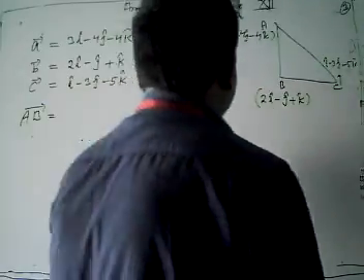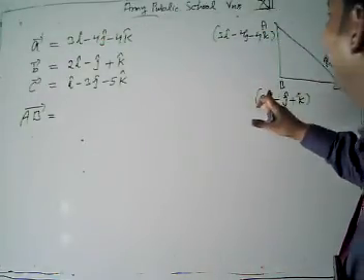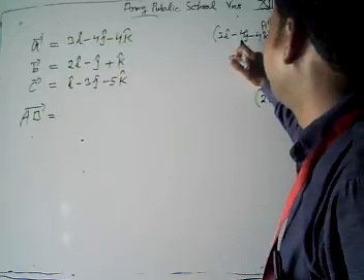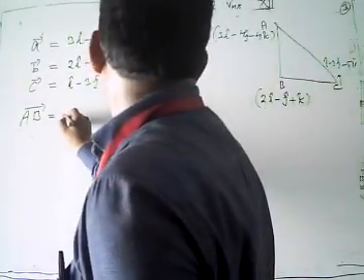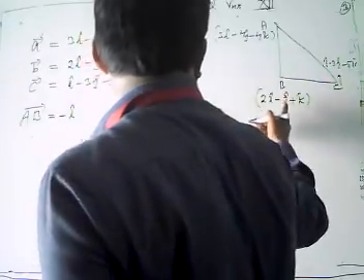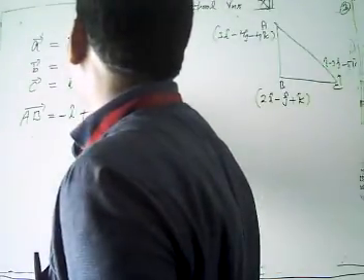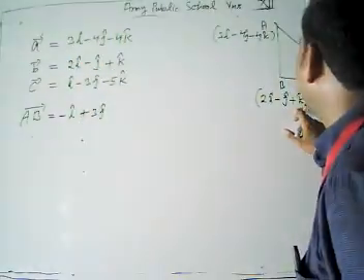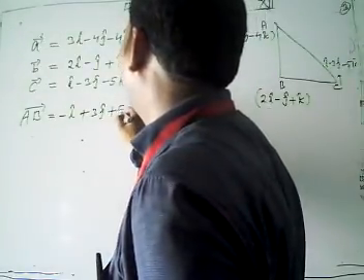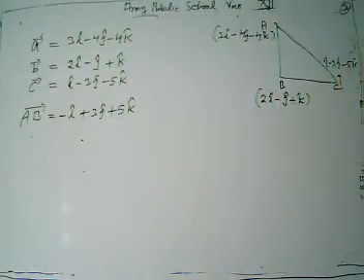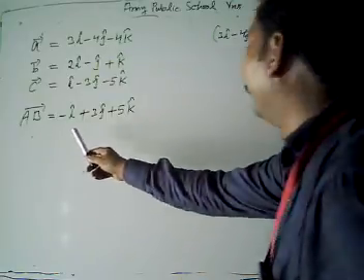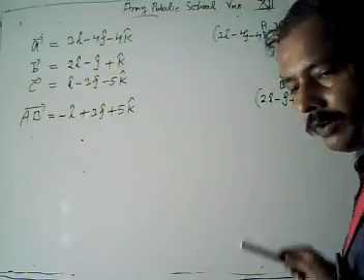First of all, we take vector AB. How can we get vector AB? It is the position vector of B minus the position vector of A. So (2 minus 3) i cap, (minus 1 plus 4) j cap, which is 3j cap, and (1 plus 4) k cap, which is 5k cap. Now we get our vector AB: minus i cap plus 3j cap plus 5k cap.